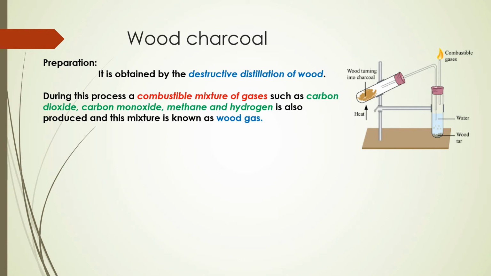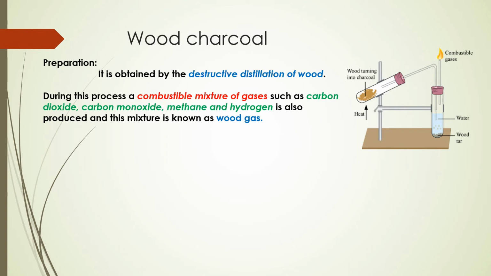We need to take some wood, burn it, and cover it with some green plants, and on top of that we can put sand, covering the whole thing with sand so that air doesn't enter inside the burning wood. If we heat this wood for a long period of time, then once the burning is completed, charcoal will be left, and that is wood charcoal.